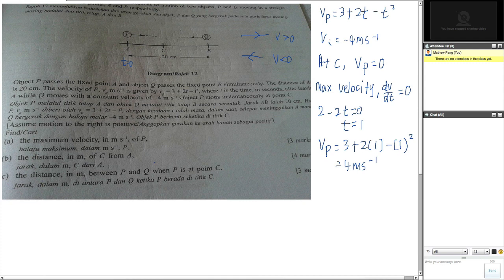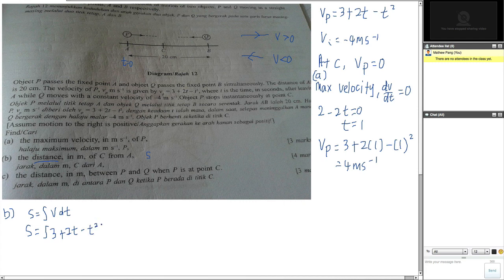Then this is just A. We have done A, and then we go to B. B asks you to find the distance in meters of C from A. Whenever you see distance, you will need displacement, you will need S. If you need S, that means you need to integrate. So S equals the integral of velocity dt. I just need to integrate the velocity, which is 3 plus 2t minus t squared.